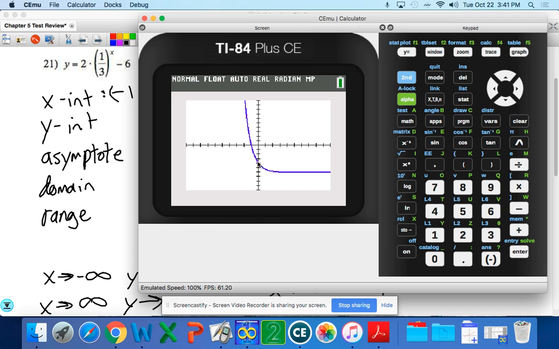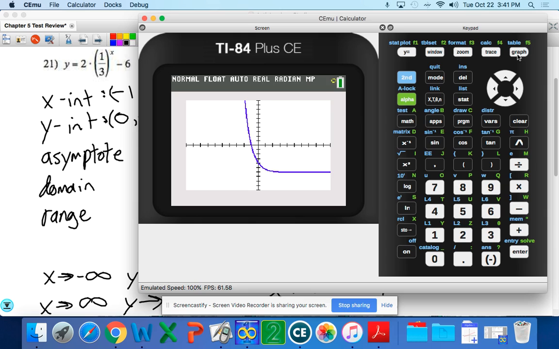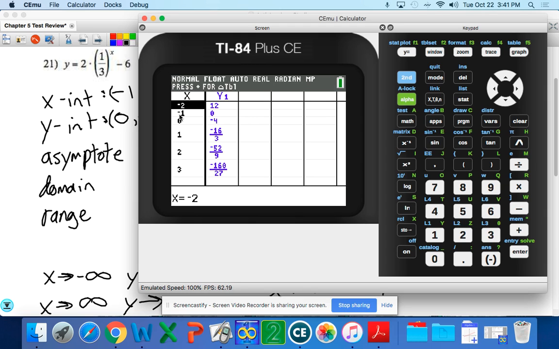As for the y-intercept, 1, 2, 3, (0, -4) is what it looks like. If they're both whole numbers, guys, you can check them both by looking at the table. There we are, (-1, 0), (0, -4).